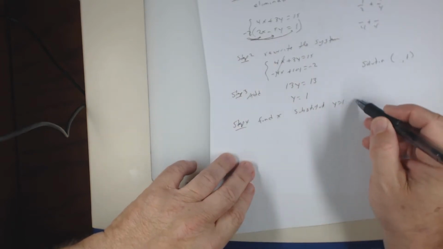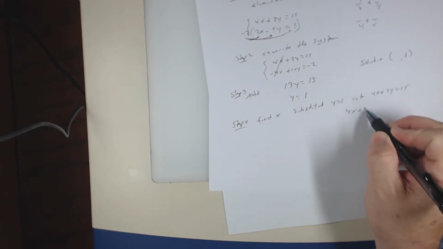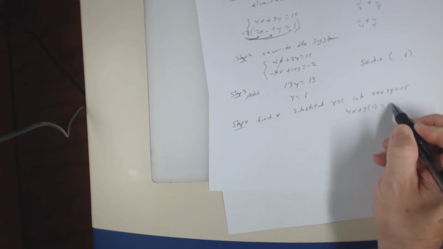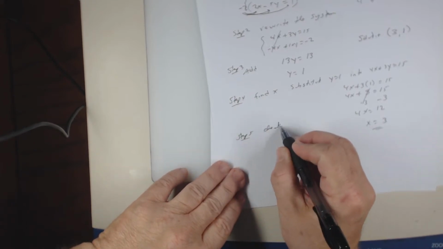All right. So substitute y equal 1 into 4x plus 3y equal 15. So I get 4x plus 3 times y. What's y? 1. Equal 15. So 4x plus 3 equal 15. Subtract 3 from both sides. I get 4x equal 12. So x is 3. So I found my x coordinate. And the next step would be to check. But I'm not going to check, I just don't have enough time. So that's the addition method.